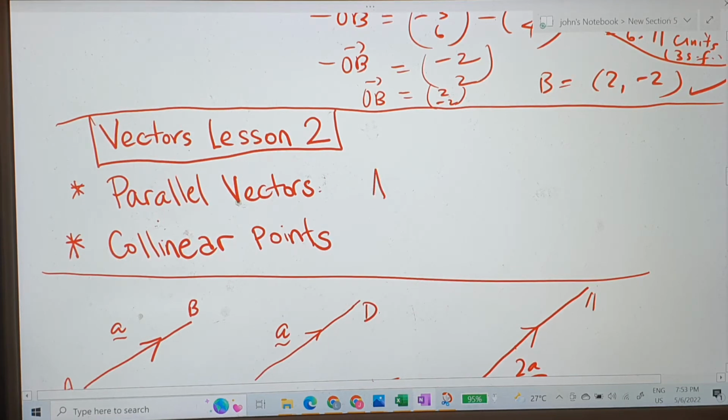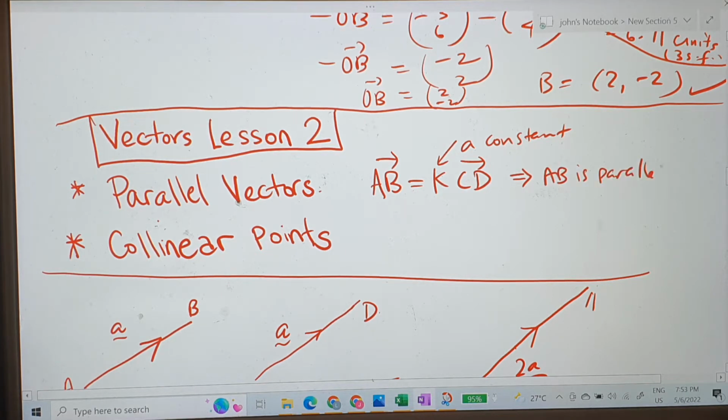As long as I can write AB, this vector, equals k times, let's say, CD, where k is a constant, then this symbol implies that AB, this line, is parallel to CD. Okay, so that's the whole idea behind parallel vectors.